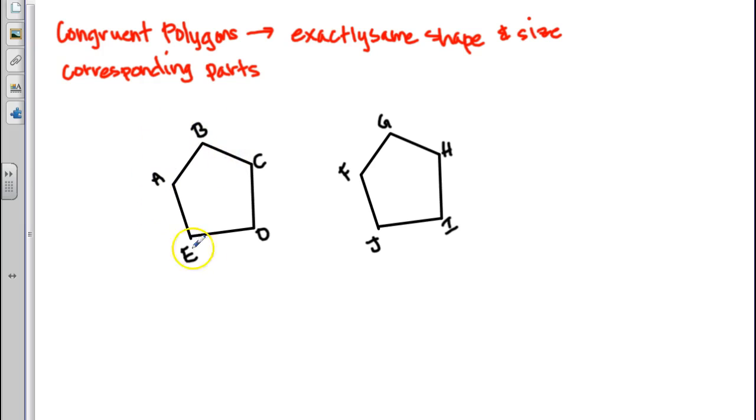So if I picked up this first figure, A, B, C, D, E, and placed it right on top of F, G, H, I, J, corresponding parts would be A, E, and F, J. A, B, and F, G, and then also angles as well. So corresponding parts of congruent figures are congruent.